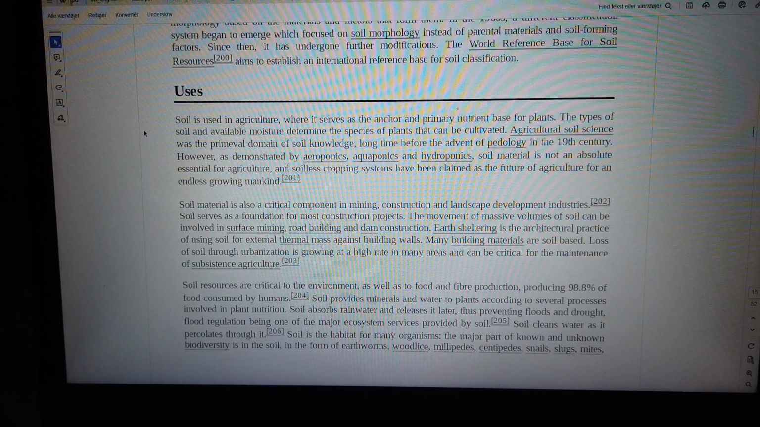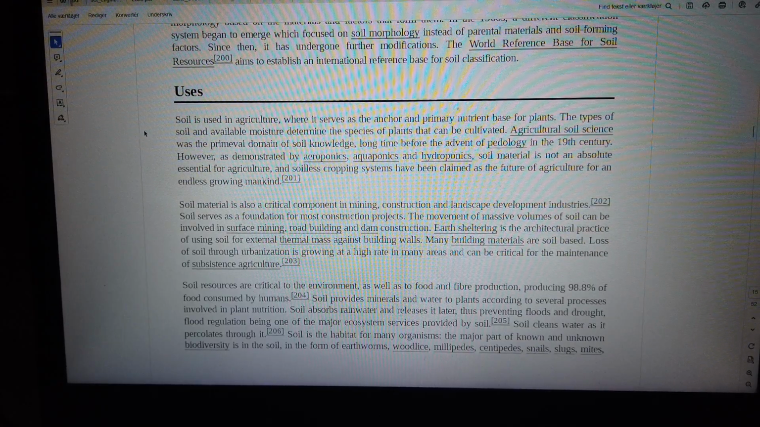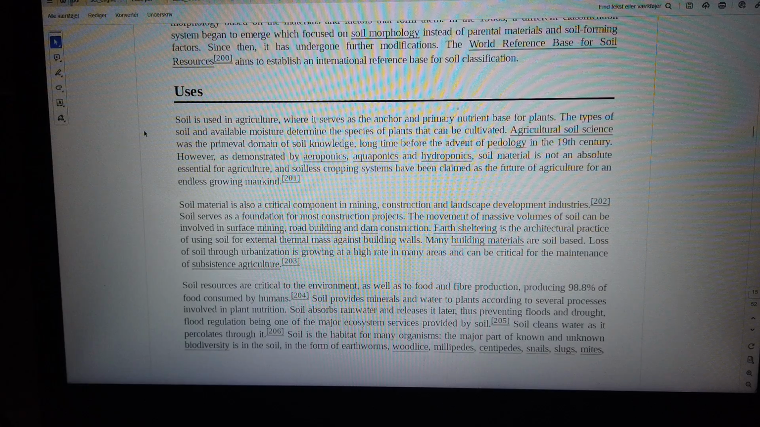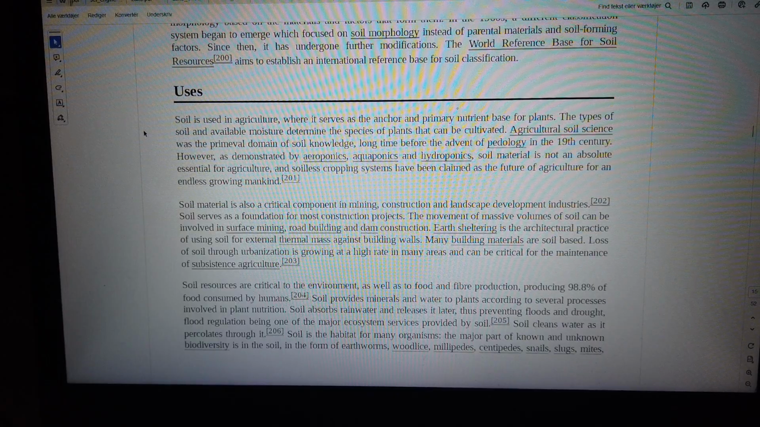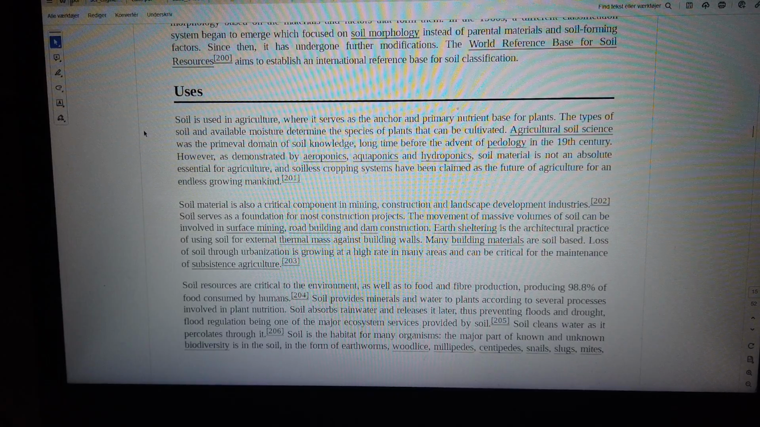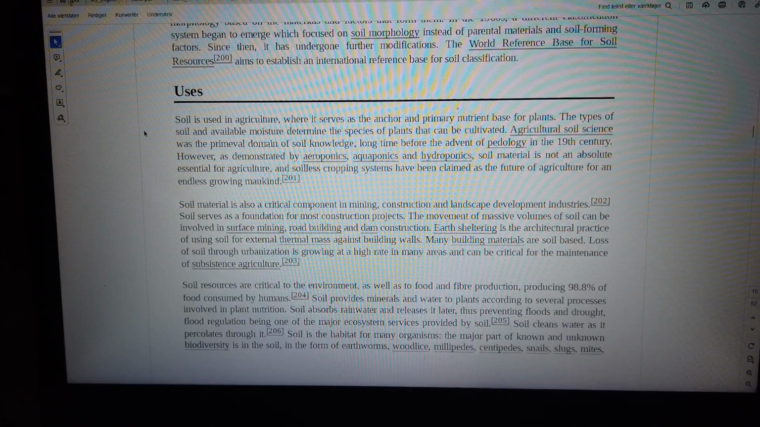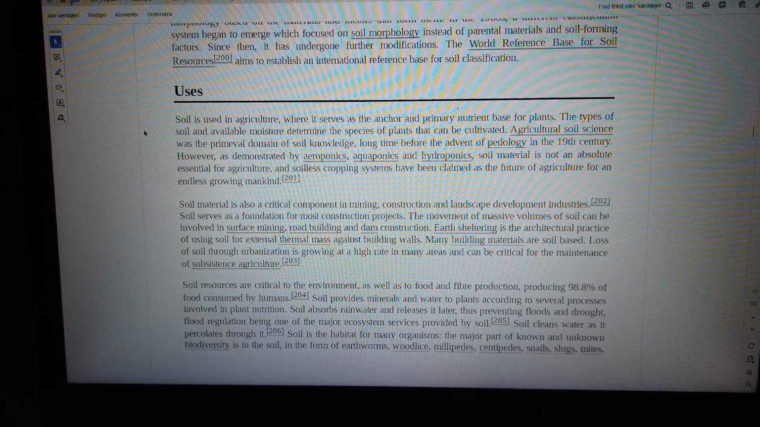Soil absorbs rainwater and releases it later, thus preventing floods and drought. Flood regulation is one of the major ecosystem services provided by soil. Soil cleans water as it percolates through it. Soil is the habitat for many organisms.